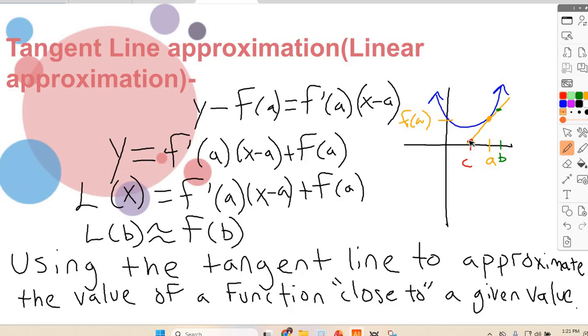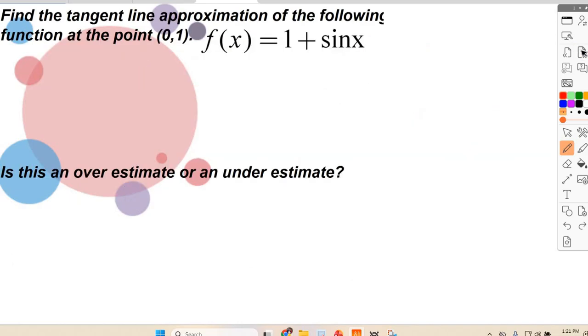Alright, let's look at an example. Find the tangent line approximation of the following function at the point 0, 1, where f of x equals 1 plus sine of x, and then use that to approximate f of 0.1.